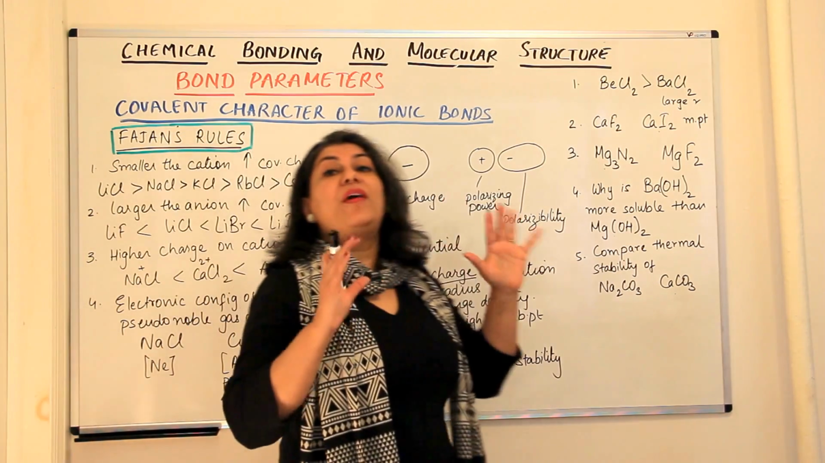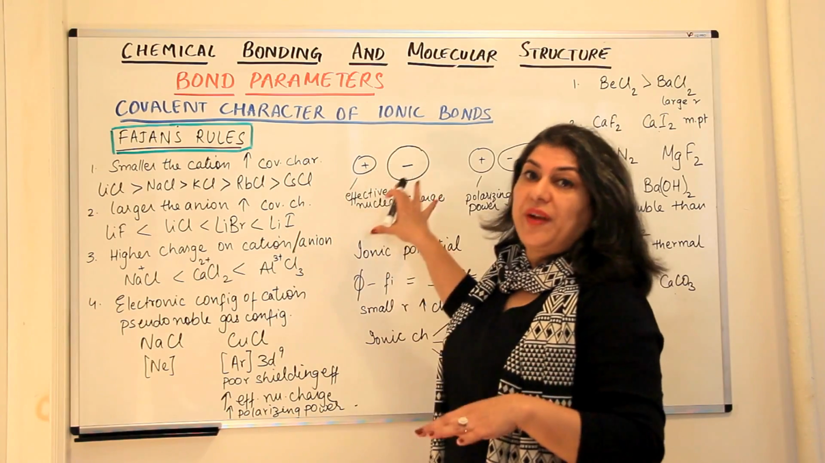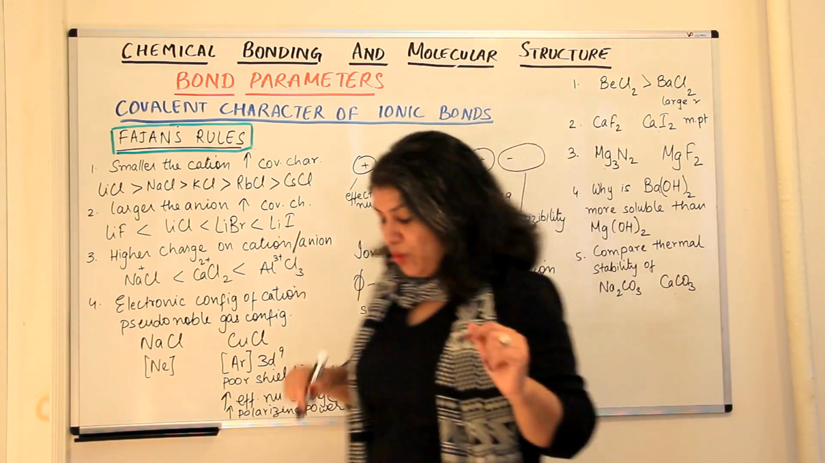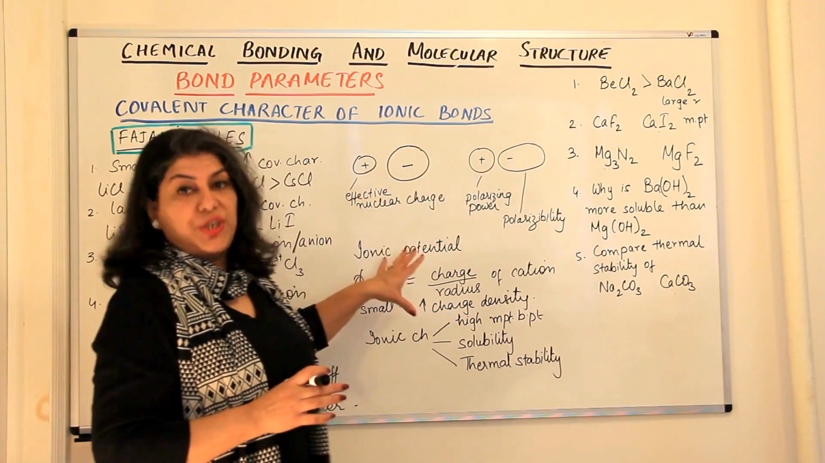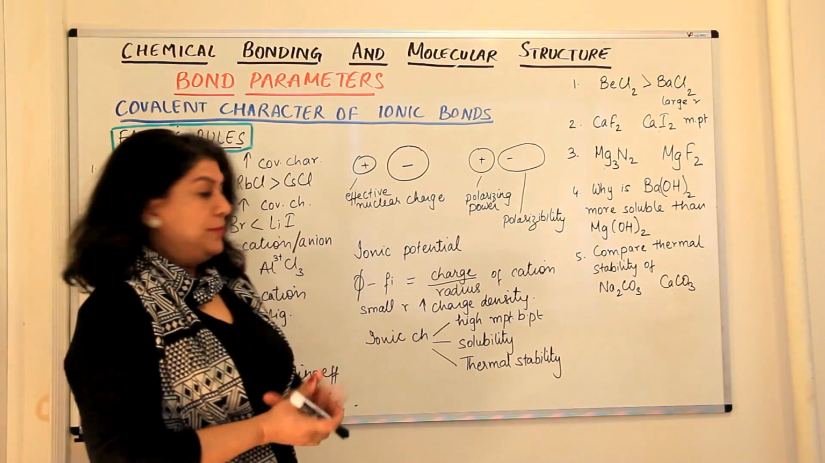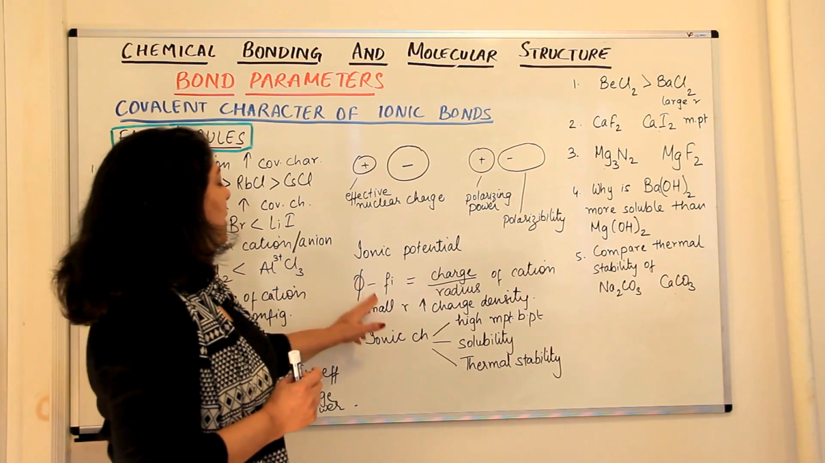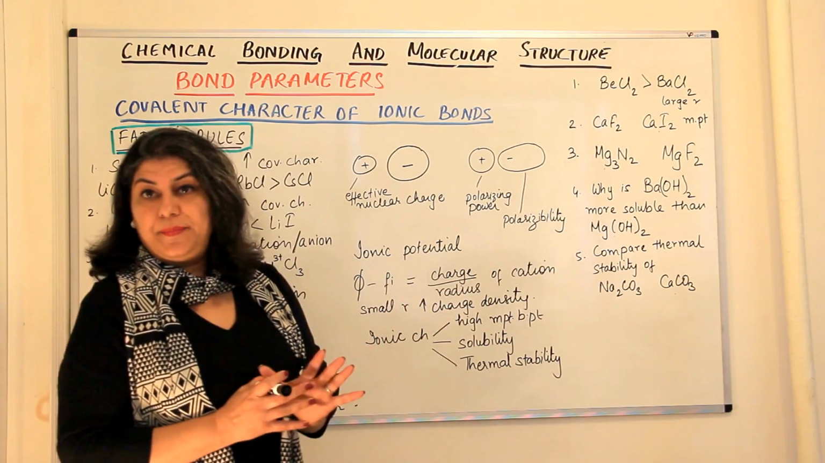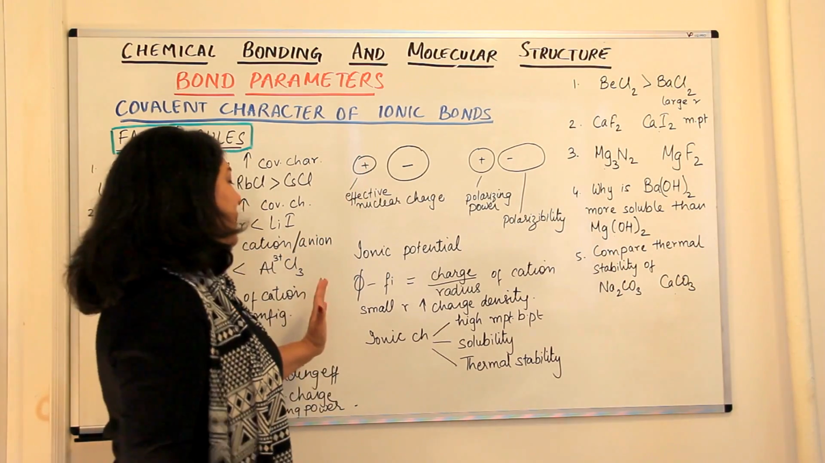Now, what were Fajan's rules? How did he describe this polarizability and the polarizing power, and how did he relate them? But before we come to this, there is one more point that I'd like to discuss here. The polarizing power is calculated by the ionic potential. And ionic potential is given by this sign, that is phi. Ionic potential is equal to the charge over the radius of the cation.